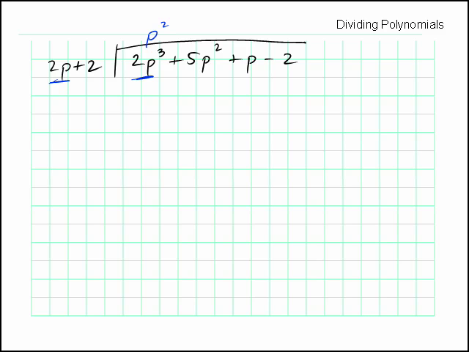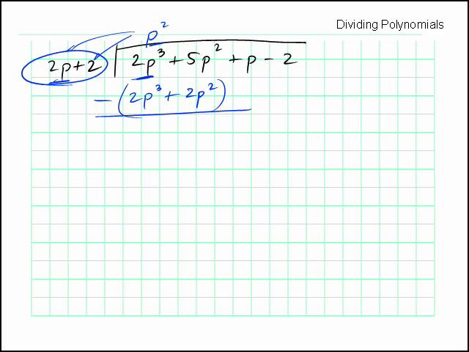So p squared times this 2p plus 2 is 2p cubed plus this times this is 2p squared. There we go. Now we draw a line and subtract. This part is 0, but this right here will turn out to be 3p squared. Okay, 3p squared. We bring down the next term. Now we repeat the process again, but we come across something that might be a little tricky.